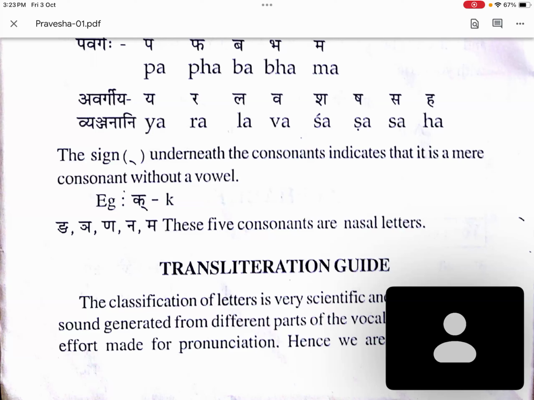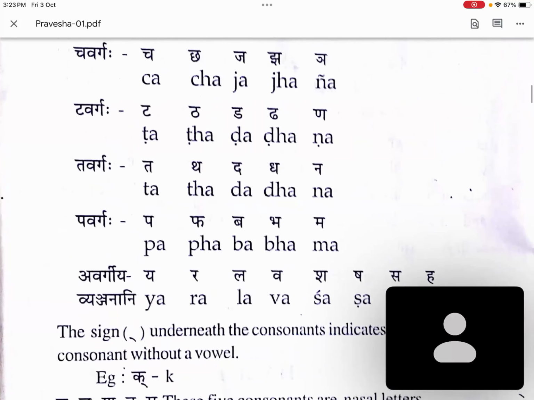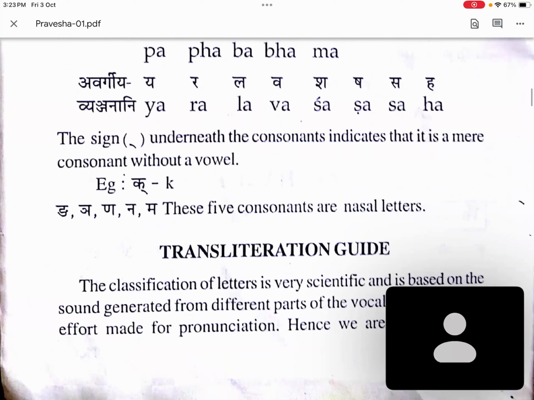Now, the sign, see there is one small line. In Samskrutham, it is called halant. Supposing I write ka and put a halant below it, that becomes k. Okay? That is only k. So all the consonants, the Vyanjanaksharam, are not written with the vowel as we write them here. It is a consonant without a vowel.